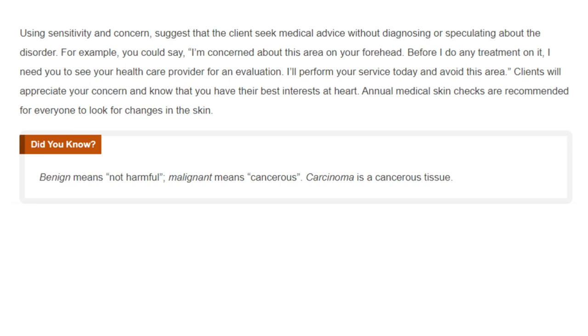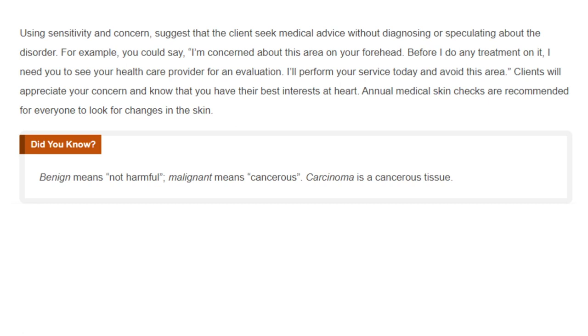Clients will appreciate your concern and know that you have their best interests at heart. Annual medical skin checks are recommended for everyone to look for changes in the skin. Did you know? Benign means not harmful, malignant means cancerous.